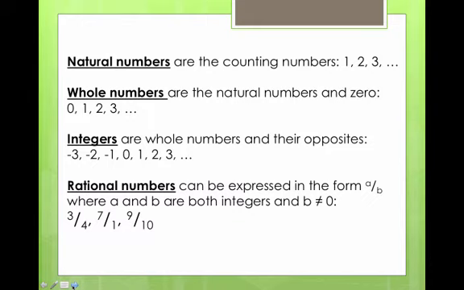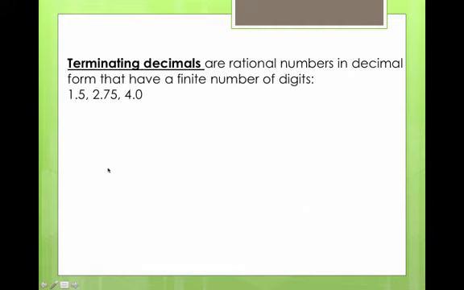Okay, so again, natural numbers, and these you're going to want to write down in your notes. Natural numbers are the counting numbers, 1, 2, 3, etc. Whole numbers add to the natural numbers a 0, so we start with 0 now. Integers are whole numbers and their opposites. So I've got all the negative numbers, 0, and then all the positive numbers.